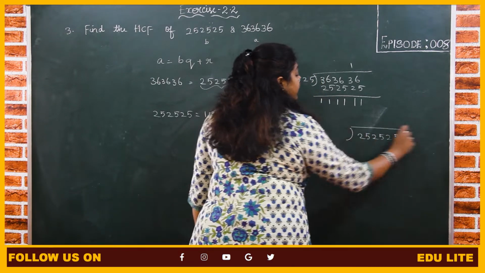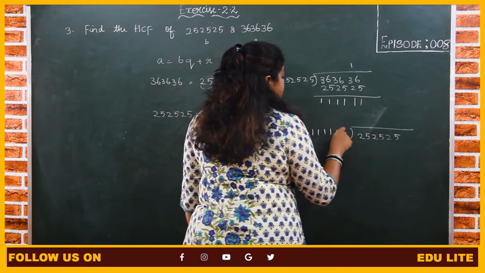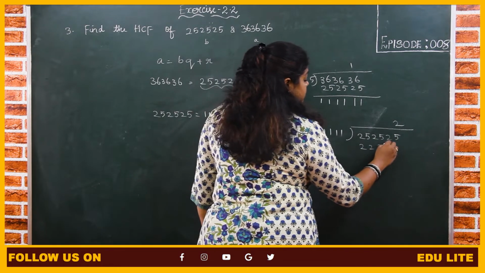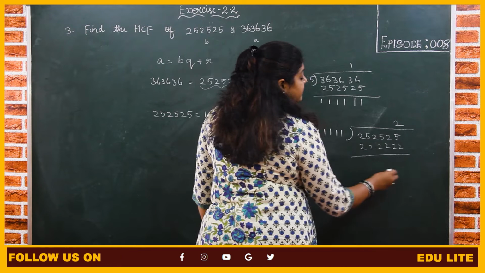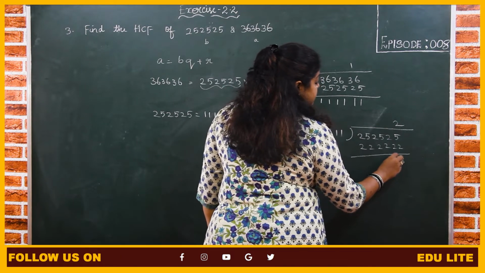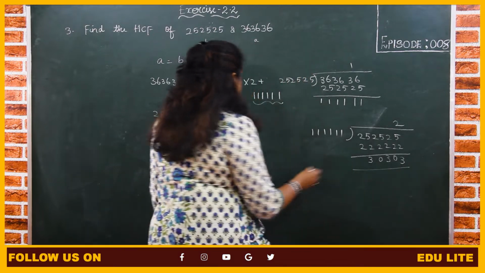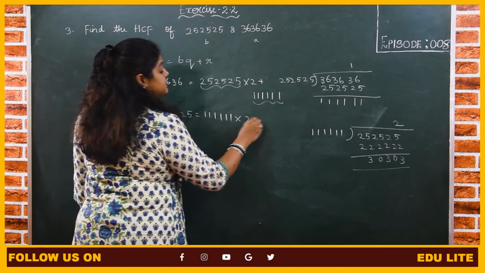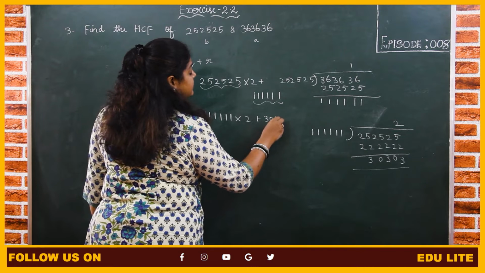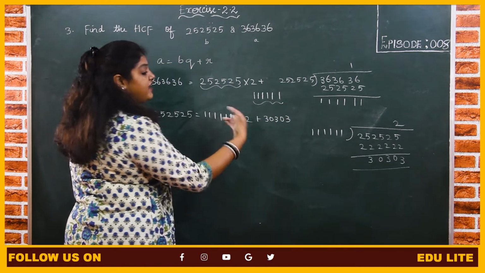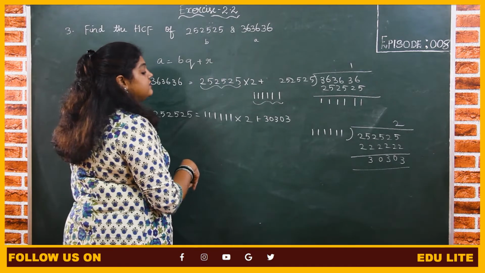Is divided by, so let us choose 2 times. The remainder will be 3030303. So 2 times plus the remainder 3030303. Again the remainder is not equal to 0 in this, so we have to proceed with Euclid's division algorithm.